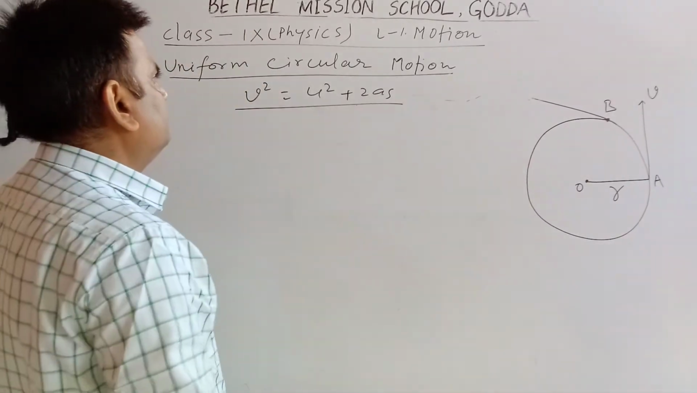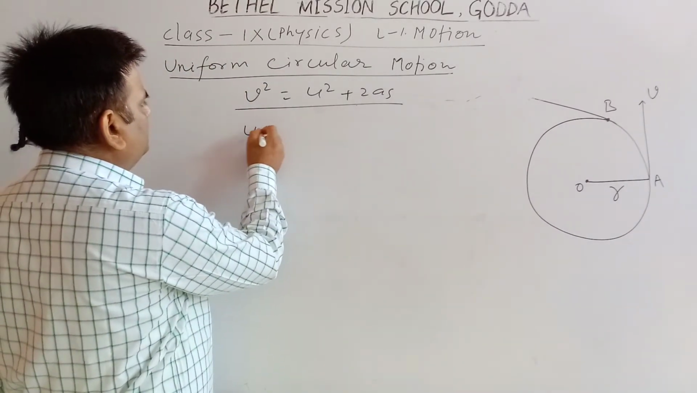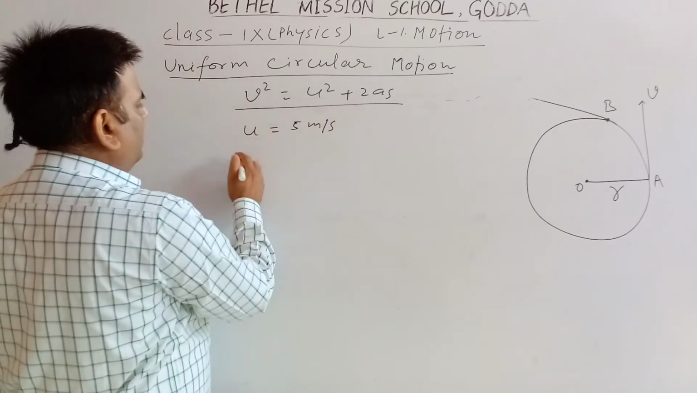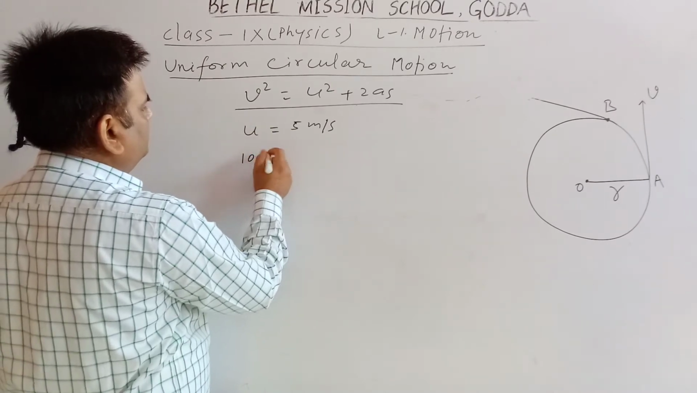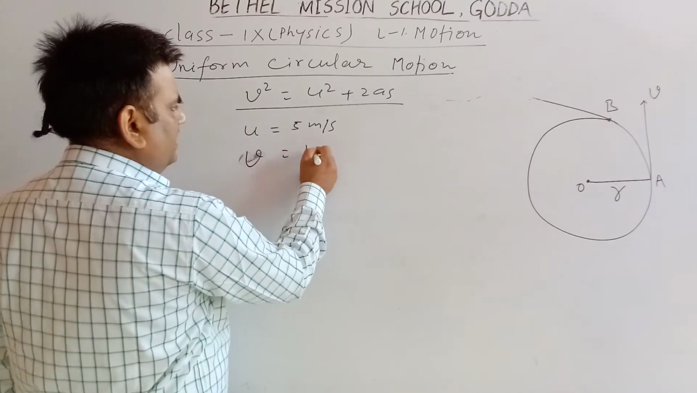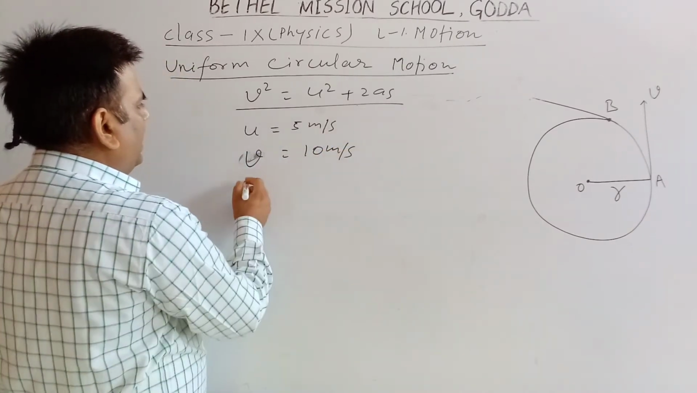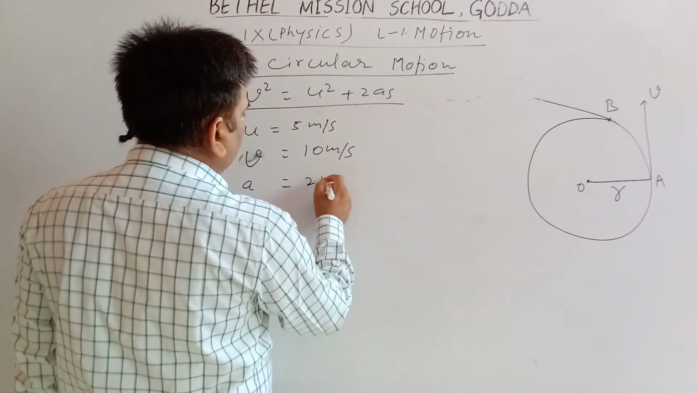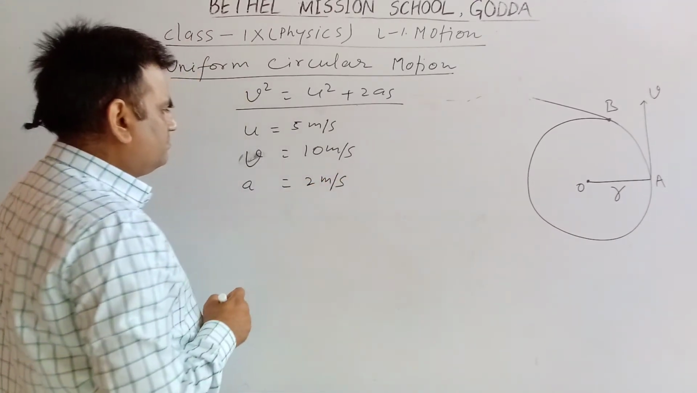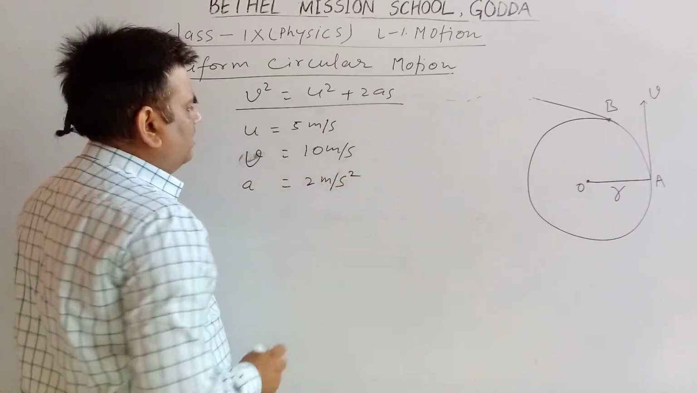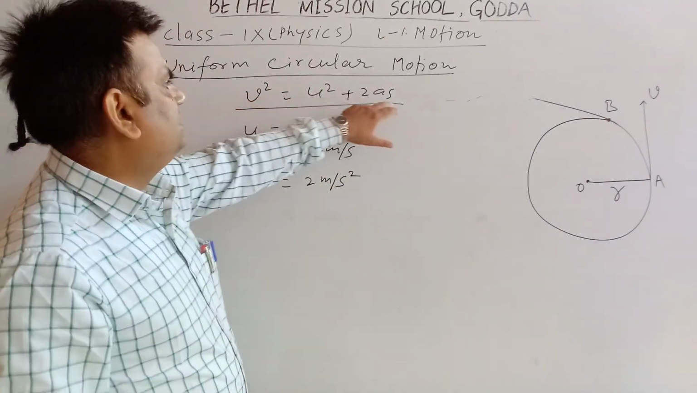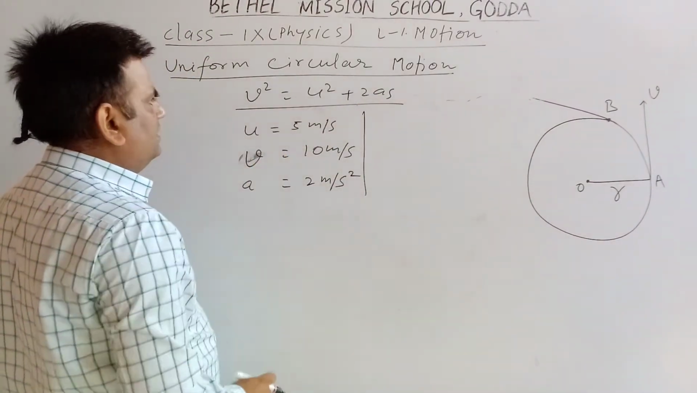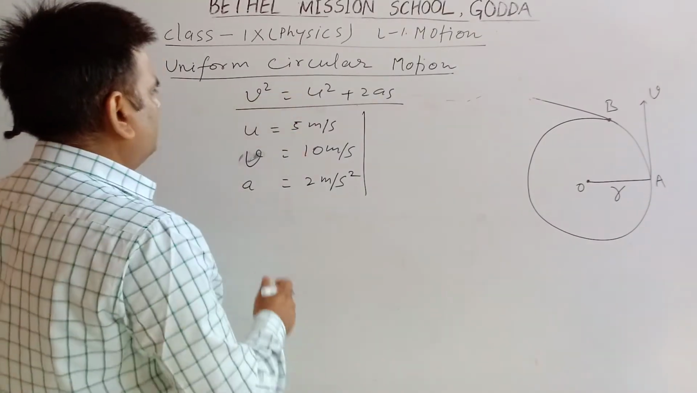Suppose that an object whose initial velocity is 5 meter per second, final velocity is 10 meter per second, and its acceleration is 2 meter per second square. So how much distance is traveled by the object with these physical quantities? So we will put all these values in the third equation of motion.